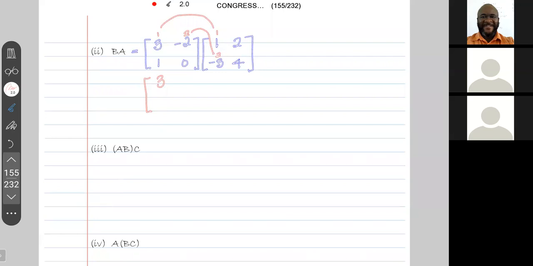So 3 times 1 is 3. And then minus 2 times minus 3 is positive 6. I just multiplied the top row by the left column. First element in the row times the first element in the column. Second element in the row times the second element in the column. Next, I'm going to multiply now the top row by the right column.